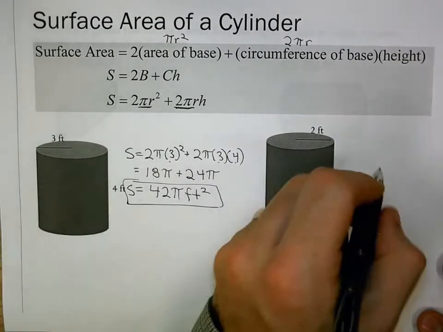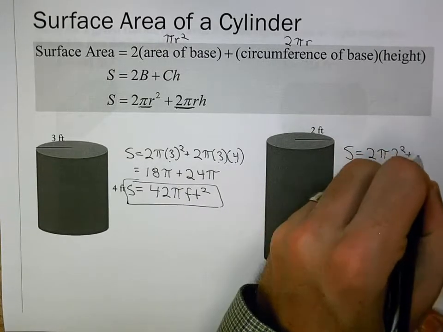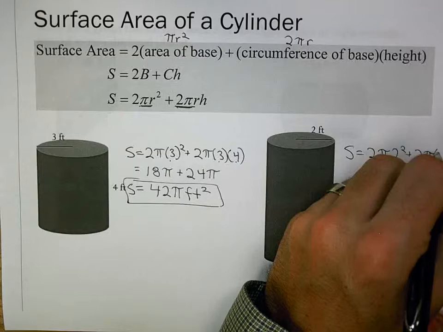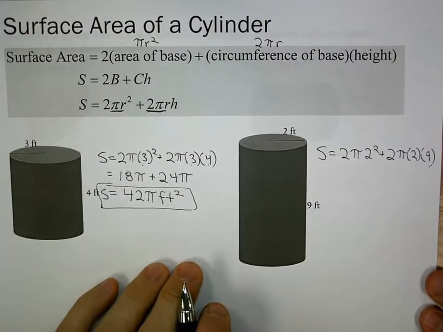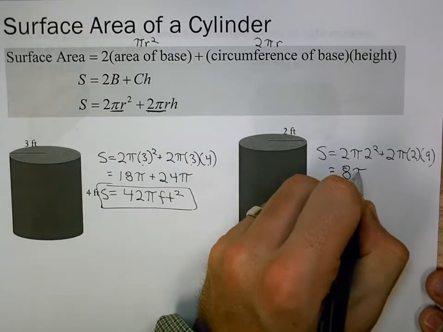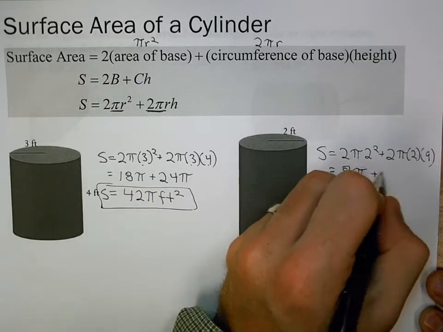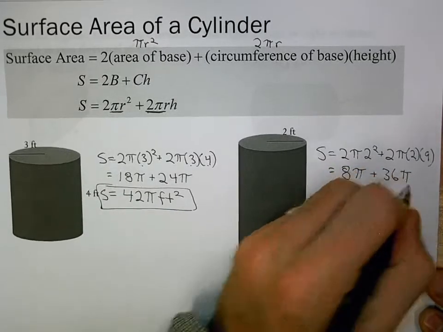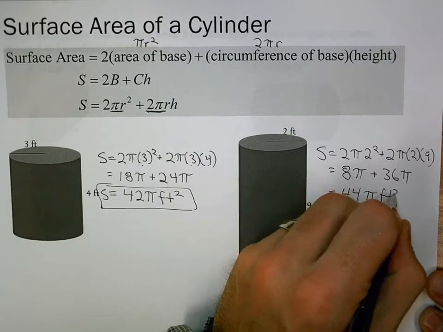Then if we look at our next one, it's going to be 2 pi times 2 squared plus 2 pi times 2 times 9. 2 squared times 2 is 8. 2 times 9 is 18, times 2 is 36, and we get 44 pi feet squared.